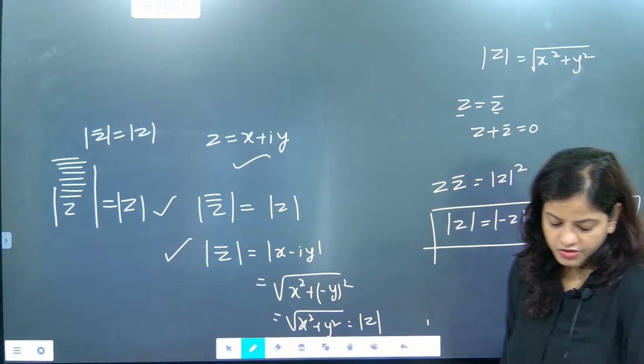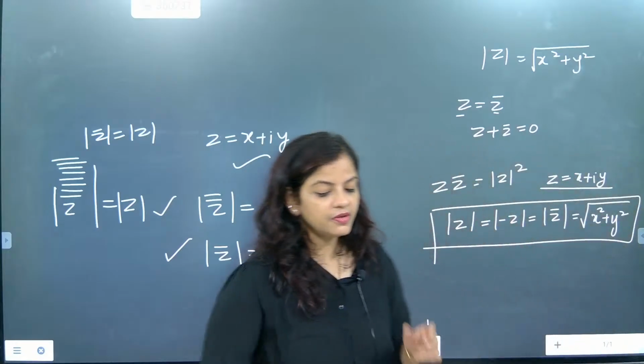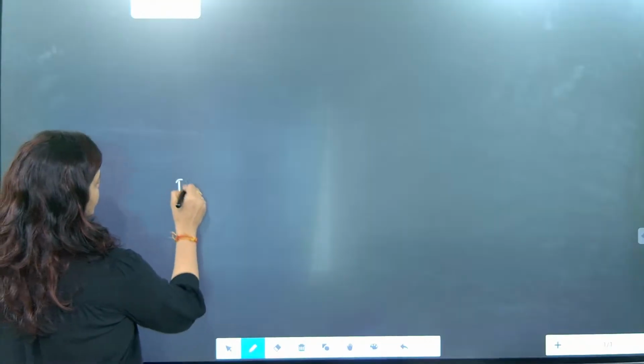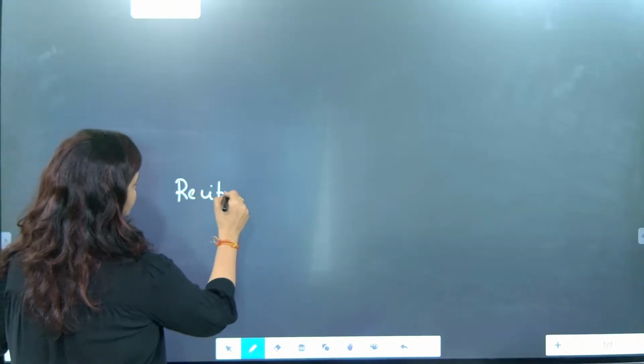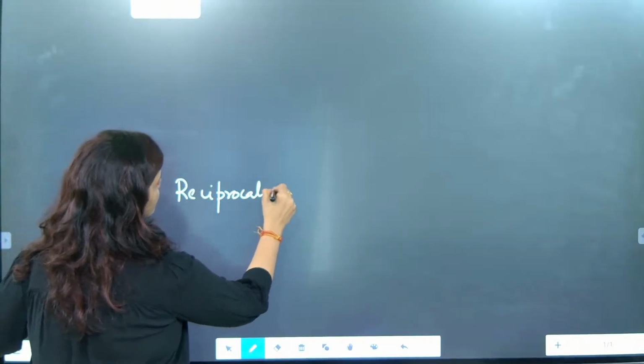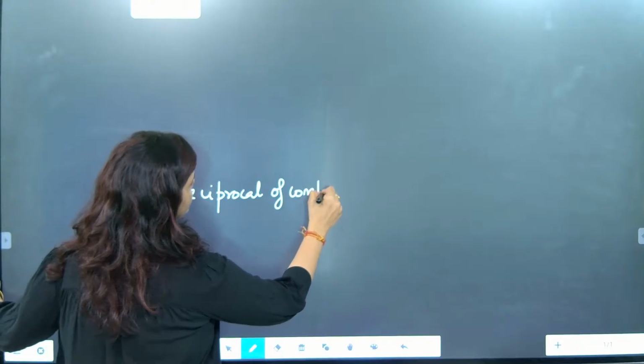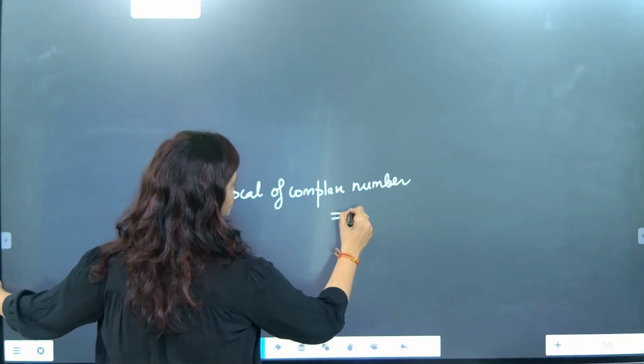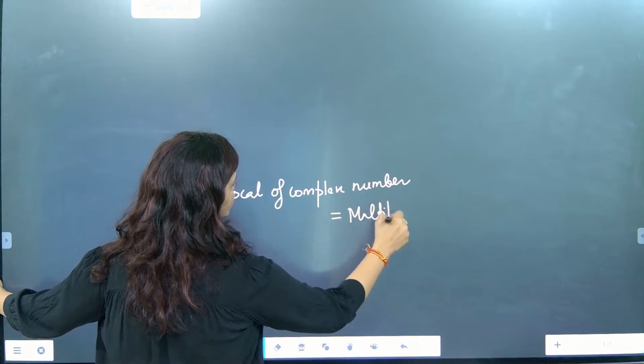Okay, so the reciprocal of a complex number will be the same as the multiplicative inverse. So if somebody asks you the reciprocal of a complex number, then you can say it is nothing but the multiplicative inverse.